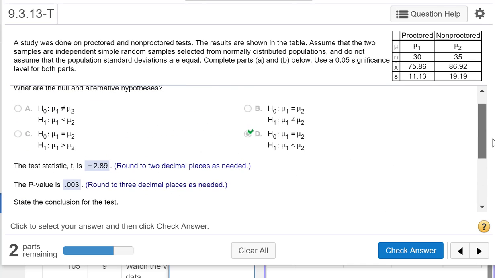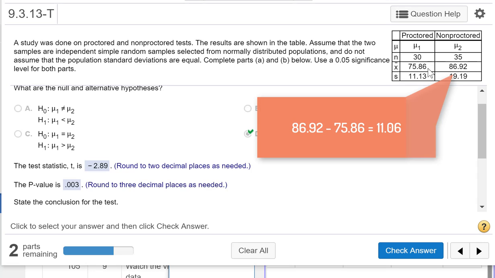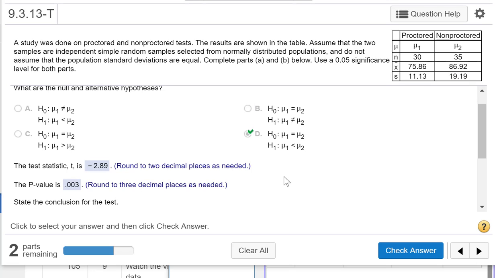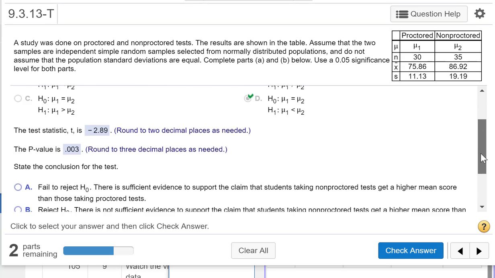The likelihood of us getting a difference this large, the difference here is around 11.06 if my math's correct. So the difference that large happening by chance, given that the null is true, is 3 out of every 1,000 samples. Would I see something like that if this is still true? I'm going to say that's probably not true, so I'm going to reject the fact that they're equal and go with the fact that mu2 is greater than mu1, or mu1 is less than mu2, however you want to think about it.